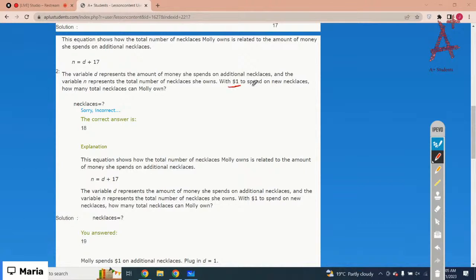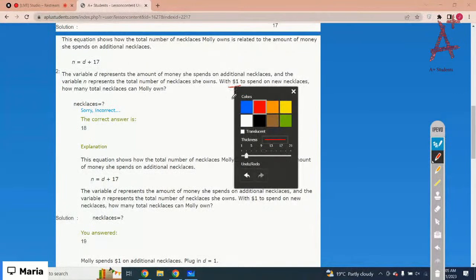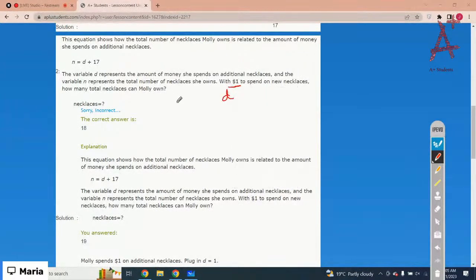So $1 on new necklaces, that means the value is given. That is the value of D. Got it? Just put the value of D in the equation and calculate the value of N. N is the total number of necklaces. So replace the D with 1. It would be N equals 1 plus 17, which makes 18. That means the total necklaces she can have is 18. Got it?